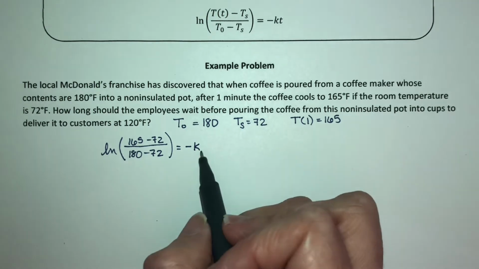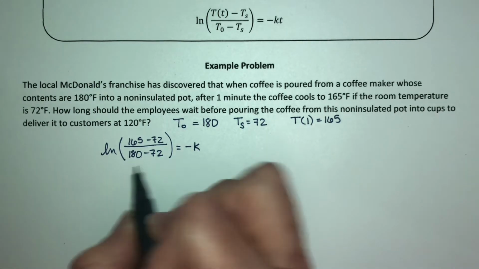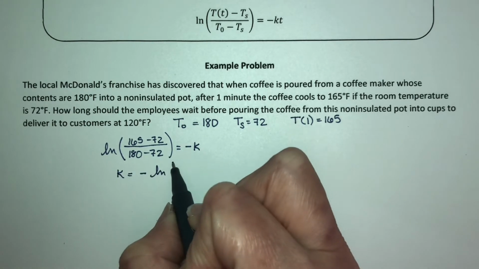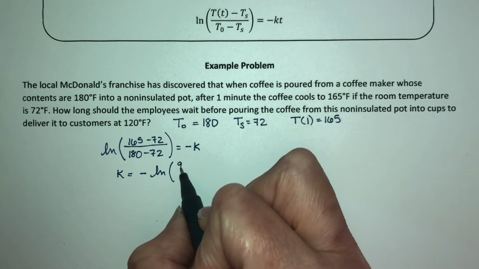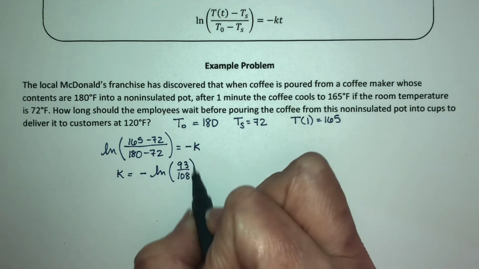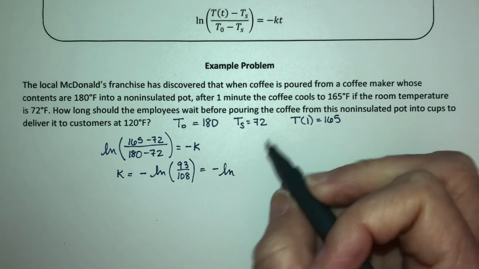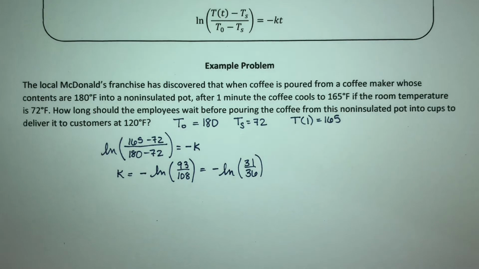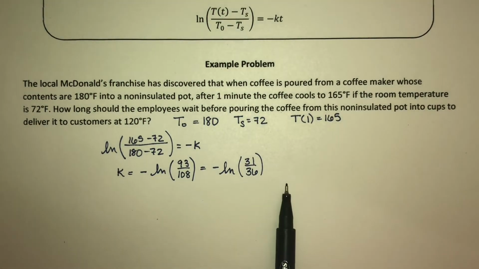All right, so to simplify this, we have k is going to be negative natural log of, do the subtraction to get 93 over 108. And you can simplify that fraction. If you reduce that, you get 31 over 36. And that is my exact k value. You don't want to get an approximation for this until the very, very end. So since I need to use that k value to figure out the rest of the problem, I'm going to leave it exactly like this.